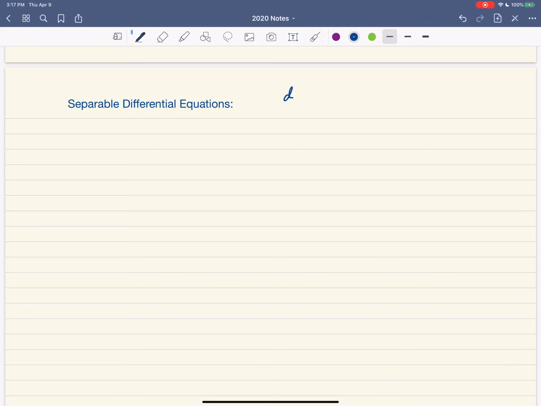Those are differential equations where you have something of the form dy/dx equal to f of x times g of y. So you can separate variables, get all the x's on one side, all the y's on the other, integrate both sides, and you're good. So in theory, that's separable differential equations. That's how those all work.